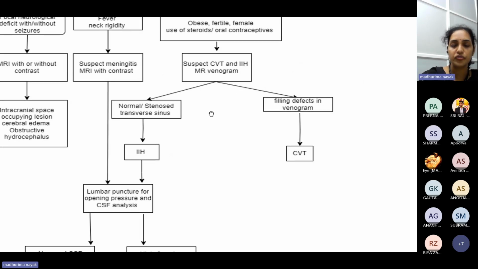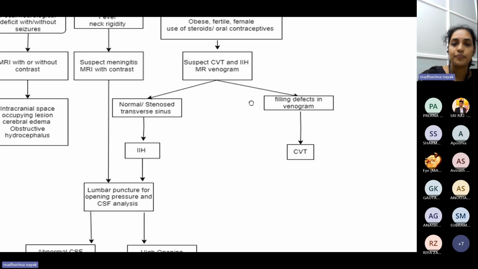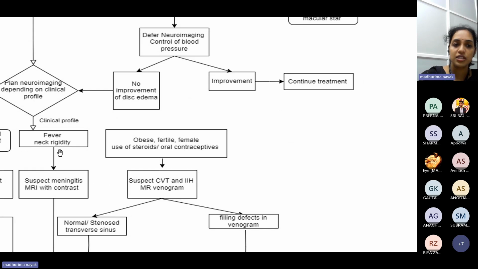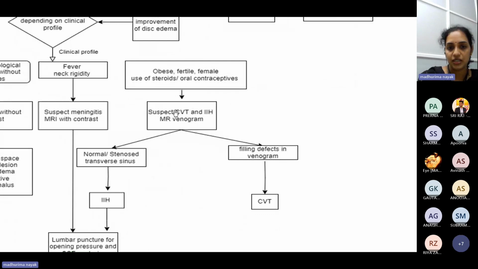There were no features of meningitis. Now the third clinical profile here is an obese fertile female, usually 20 to 40 years of age, with use of steroids, oral contraceptives, or any of the medications that I had mentioned. We are considering CVT, that is cortical venous thrombosis, or idiopathic intracranial hypertension, previously known as benign intracranial hypertension. Then we can do an MR venogram.